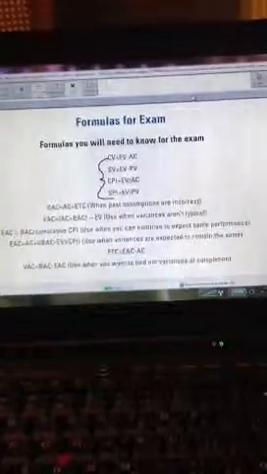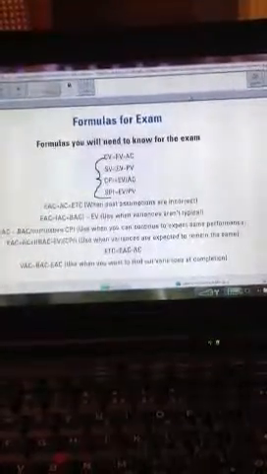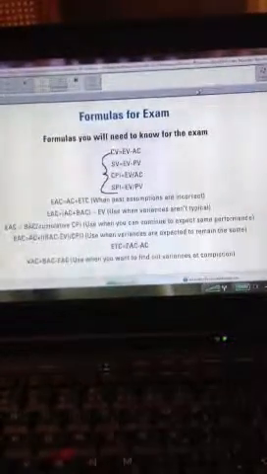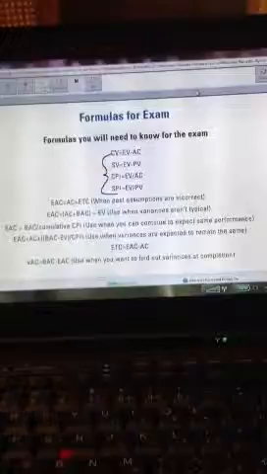EV, EV, EV, EV, minus, minus, divide, divide, PV, AC, PV, AC. I knew AC was for cost and PV was for the other one.